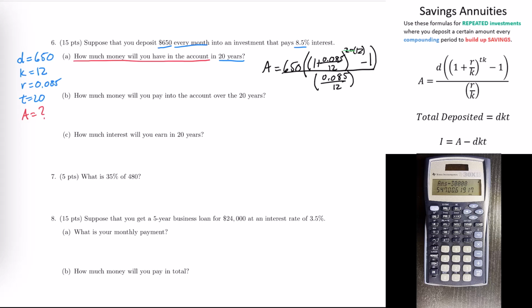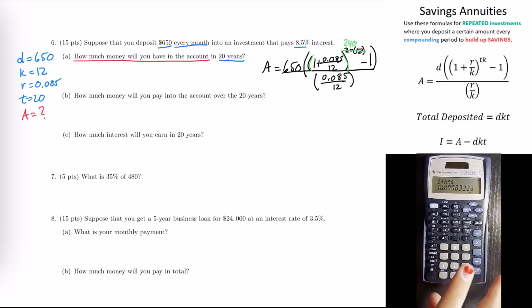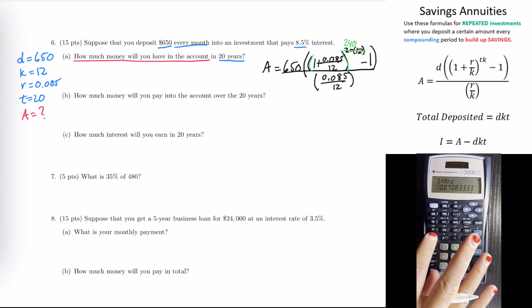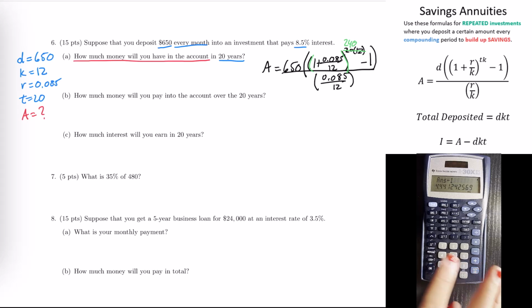And when I simplify this exponent, 20 times 12 will be 240. Then I can simplify inside my smaller set of parentheses by doing 0.085 divided by 12. That gives me that decimal. And then I'm going to do 1 plus that result. That has simplified the small set of parentheses. And then to finish the big set of parentheses, I need to take that result and raise that to the 240 exponent and then subtract 1.